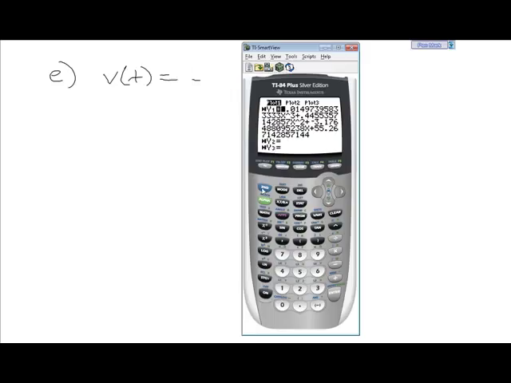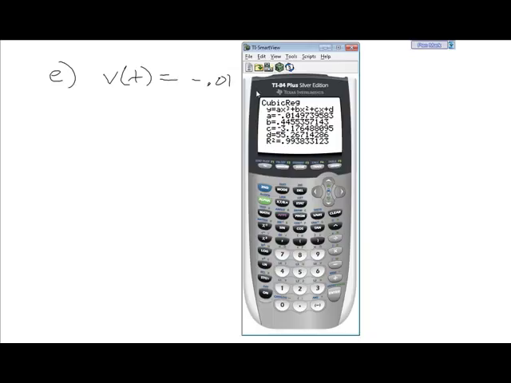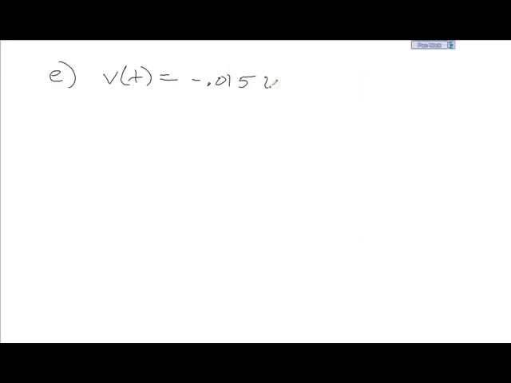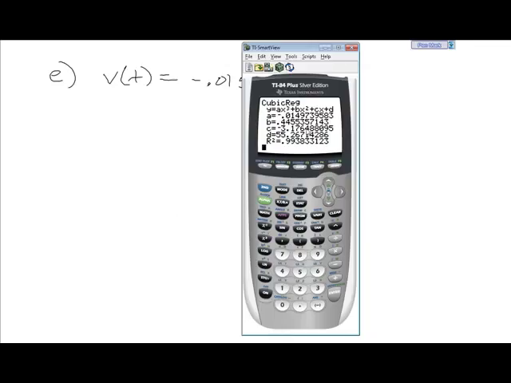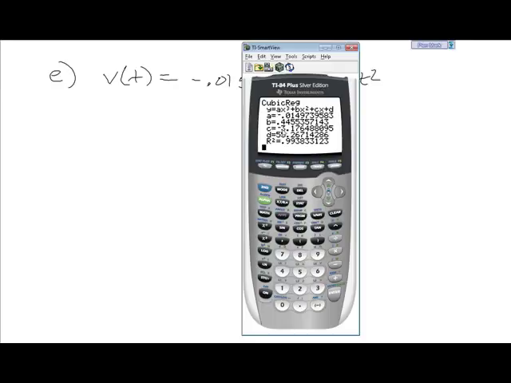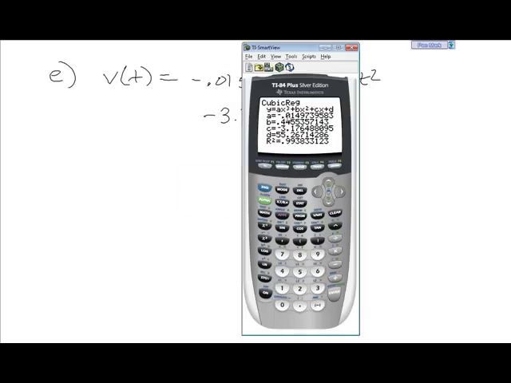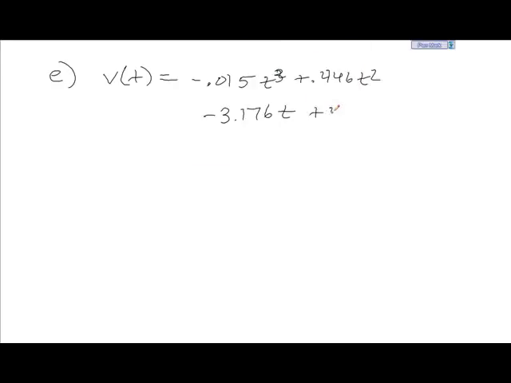We have V of t is equal to negative 0.04015 t cubed, plus 0.446 t squared, minus 3.176 t, plus 55.267.